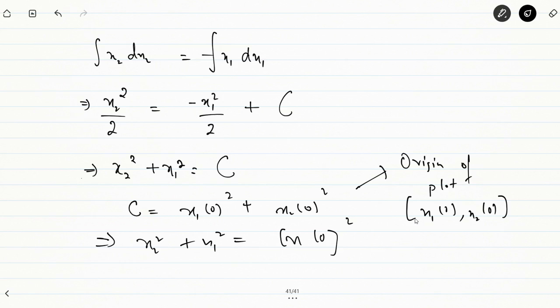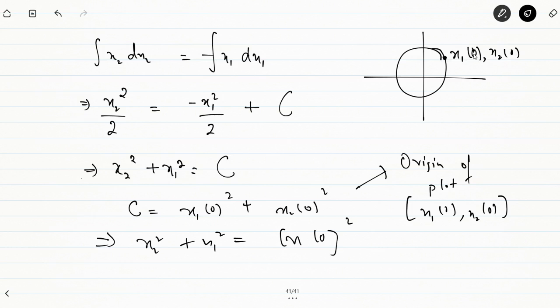Okay, x1 naught say for example is 3, x2 naught is 4, so accordingly your c will be 3 square plus 4 square, 9 plus 16, whatever, 25. So it will be a scalar quantity in short, representing the radius of a circle, and the plot will still be a circle only. Now where this plot will start, where you start drawing, will depend upon the value of x1 naught and x2 naught.